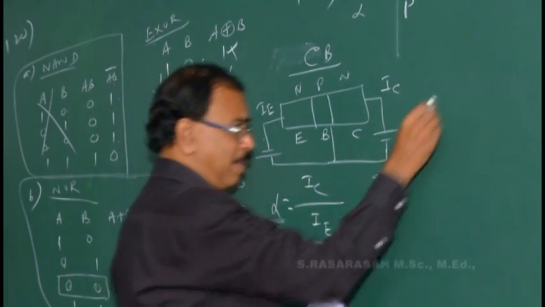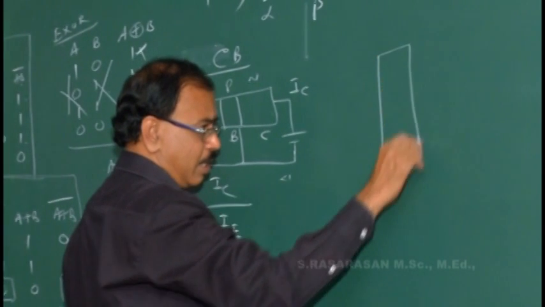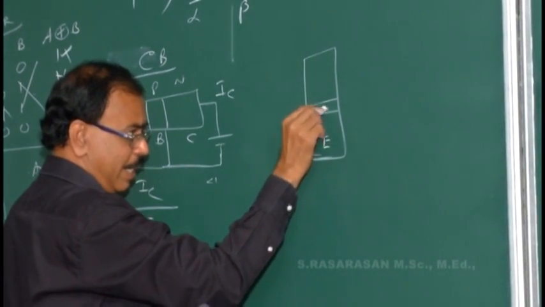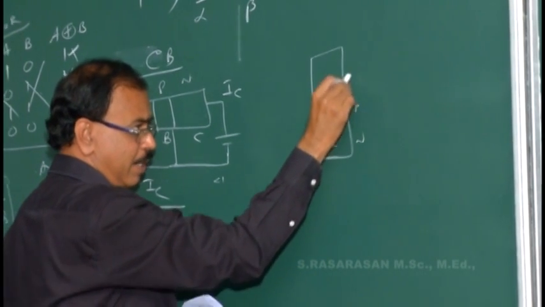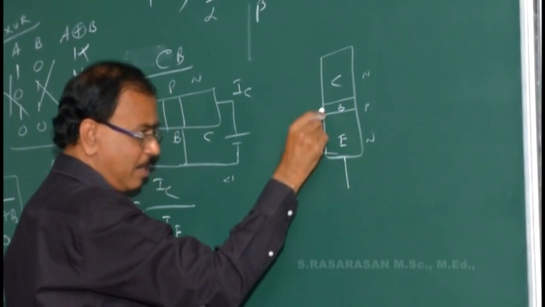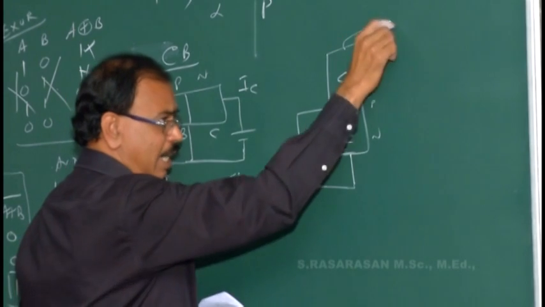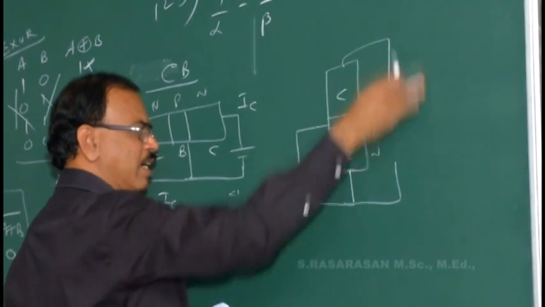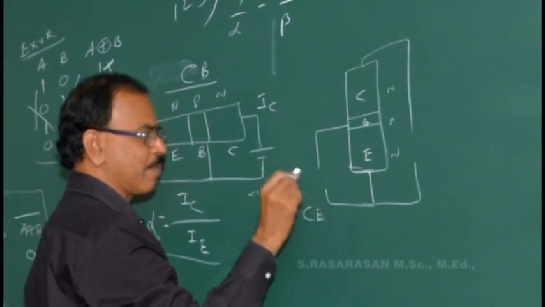Common emitter. Yes, this is emitter, base, collector, N type, P type, N type. Emitter is common for base and collector. It is called common emitter.